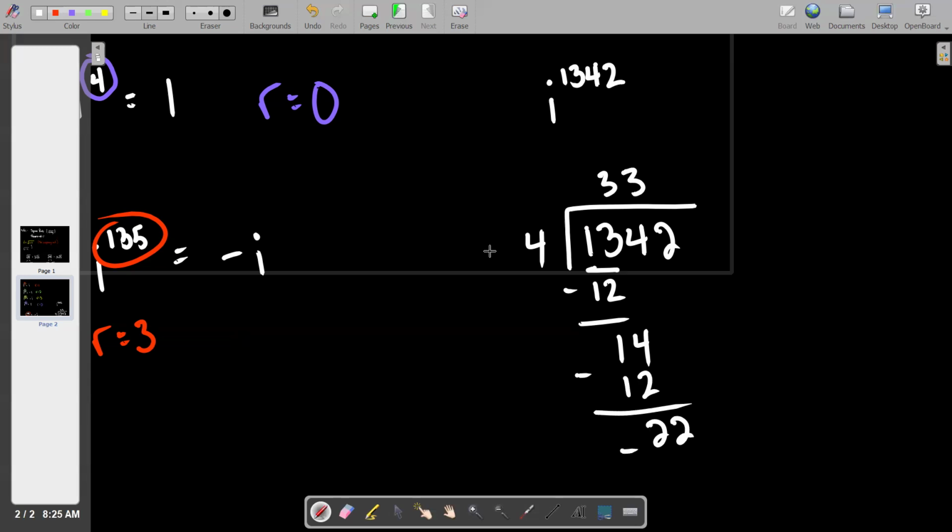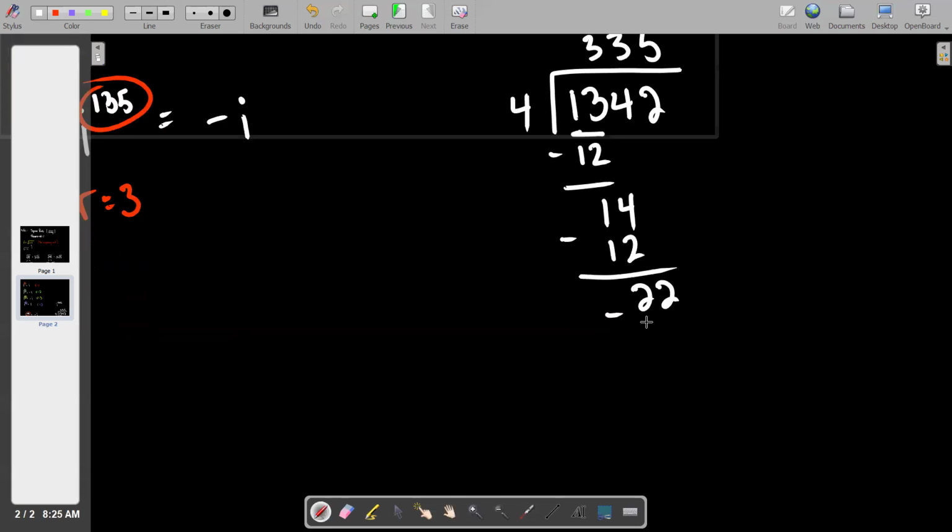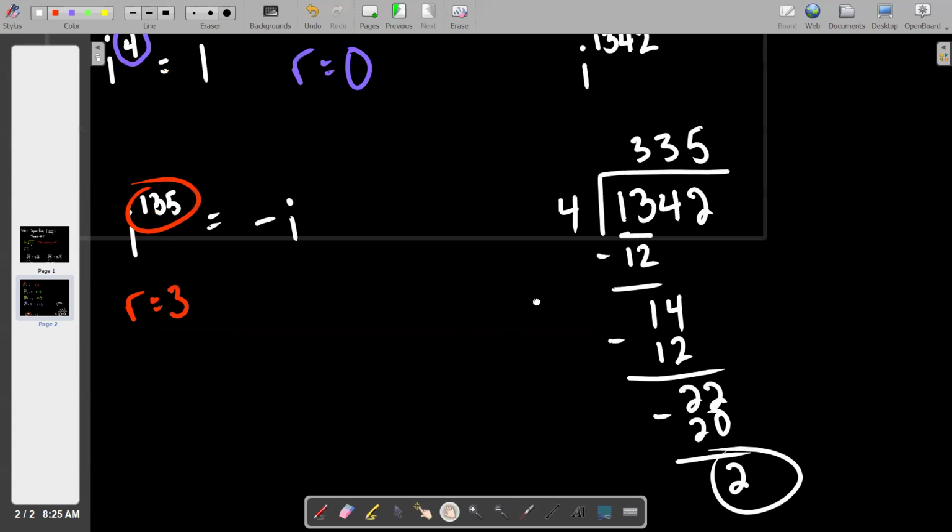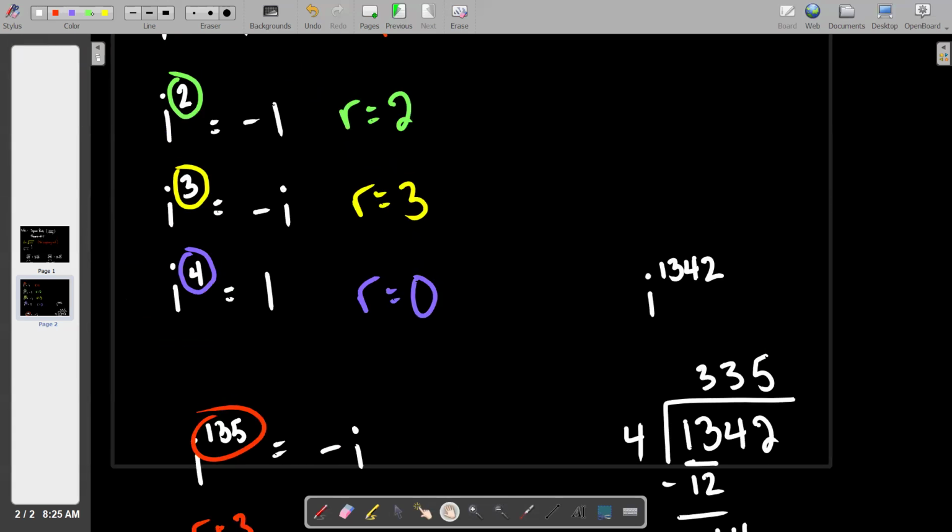How many times does 4 go into 22? 5 times. What's 4 times 5? 20. So you write the 20 in there. Subtract. What's the remainder? 2. So all we have to do is go back to our OG table and figure out where the remainder is 2, which is right there. So what's the answer? Negative 1. Let's talk real quick about what remainders look like on calculators.